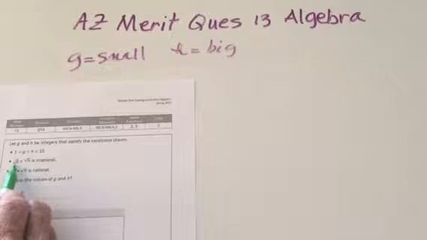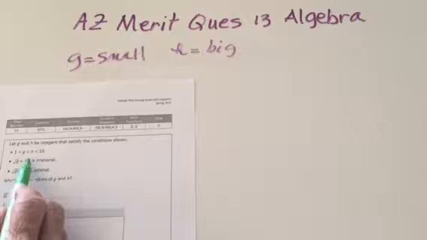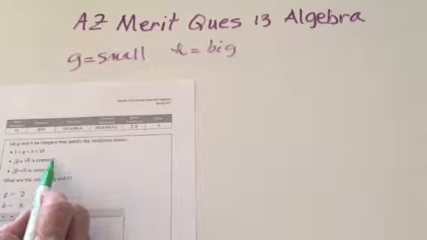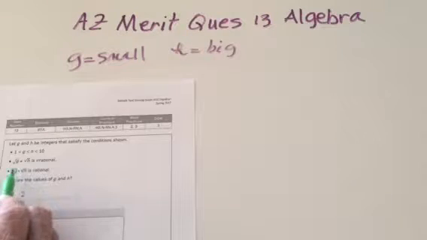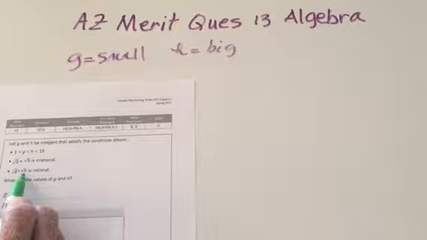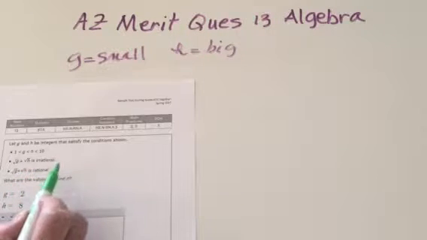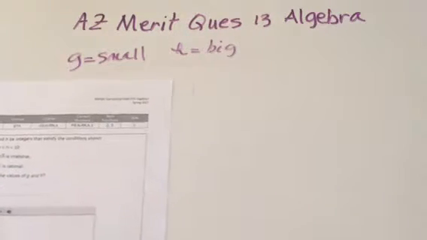Radical G, if I take the square root of G plus the square root of H and try to add them together, it's going to end up still being irrational. Radical G, the square root of the small number, times the square root of the big number is going to be rational. All right, let me show you.